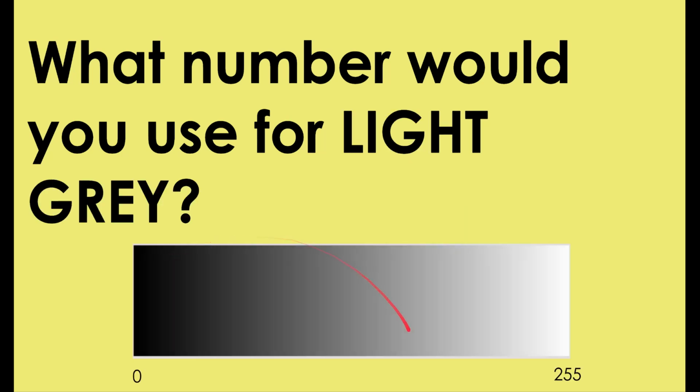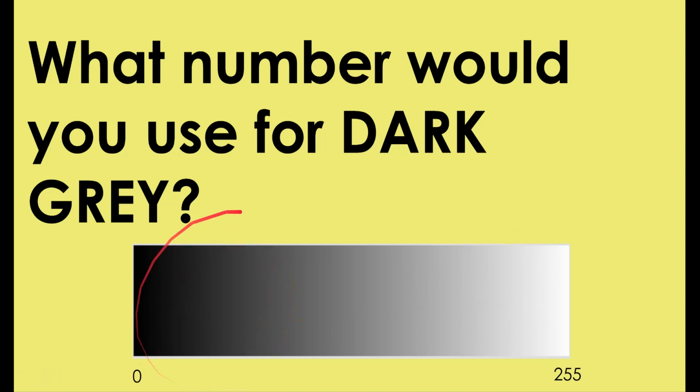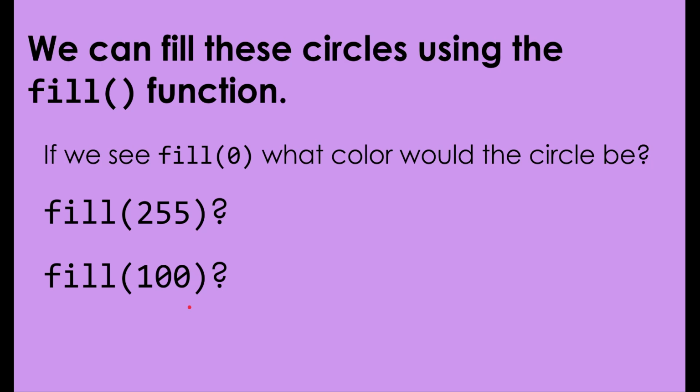And then what numbers could we use for light gray? Remember that it's 0 to 255, so I would say anything around here, maybe 180 to 255. And similarly for dark gray, it would be down here from 0 to maybe 100. So we can fill circles using the fill function. If we saw fill 0, we would assume it would be black. If we saw fill 255, we would assume it would be white. And if we saw fill 100, we would assume it would be like a gray, but maybe on the darker end.